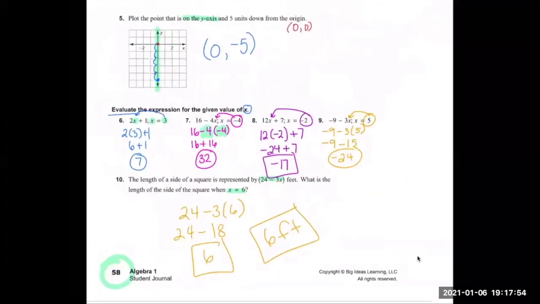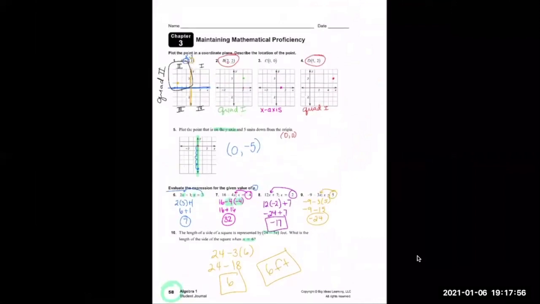So this is all you need to make sure that you have down pat before moving forward. And after this, we're going to move on into your notes.